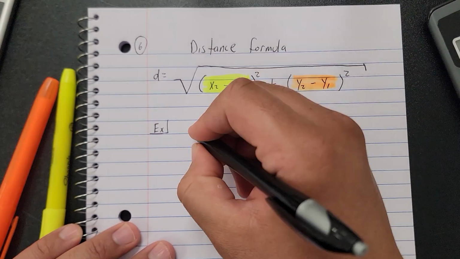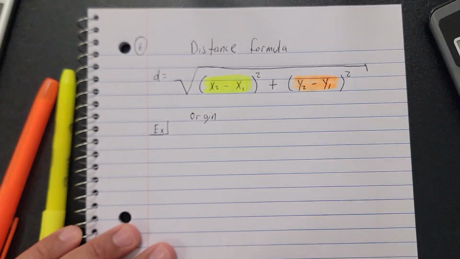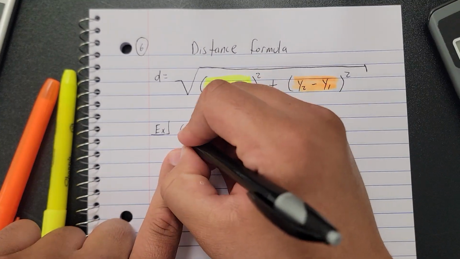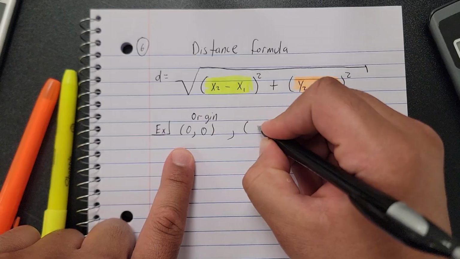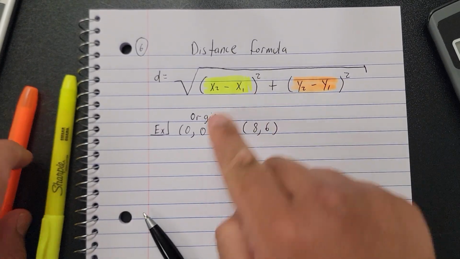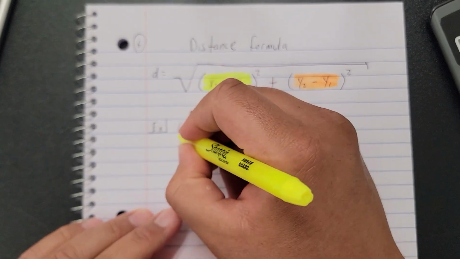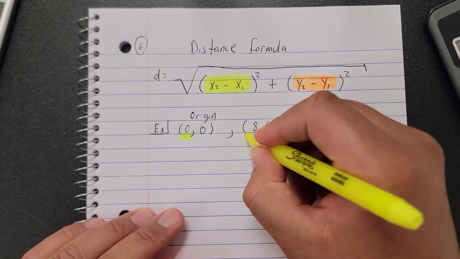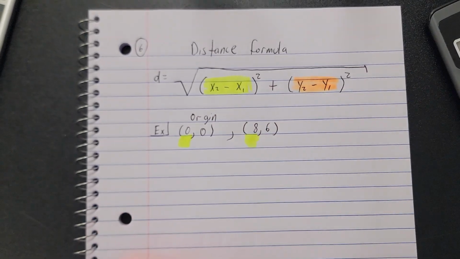So a basic example would be something like the origin, all right? So the origin is the point 0, 0. And then I'm gonna give you another point, 8, 6. And we're gonna do the same thing we did last time. I'm gonna use the X color for the X number. All right, that first part right there, like that. You can actually just do this, do that.